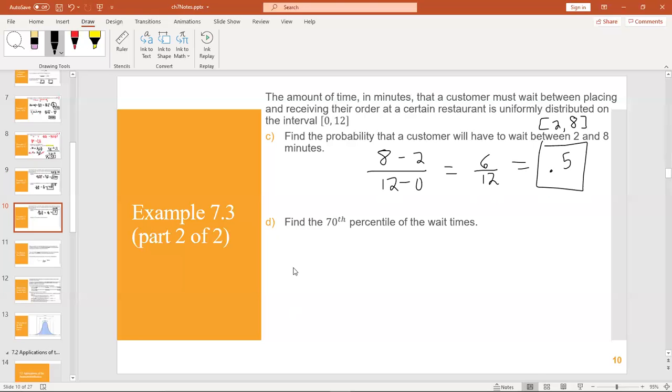Find the 70th percentile. All right, so 70th percentile, that means we want it to equal 0.70. The bottom is 12 minus 0, the entire interval. And then here we're going to have some number that we'll call b, and then minus the lowest possible number, which is again 0, because percentiles are always measured from that number all the way down to the bottom.